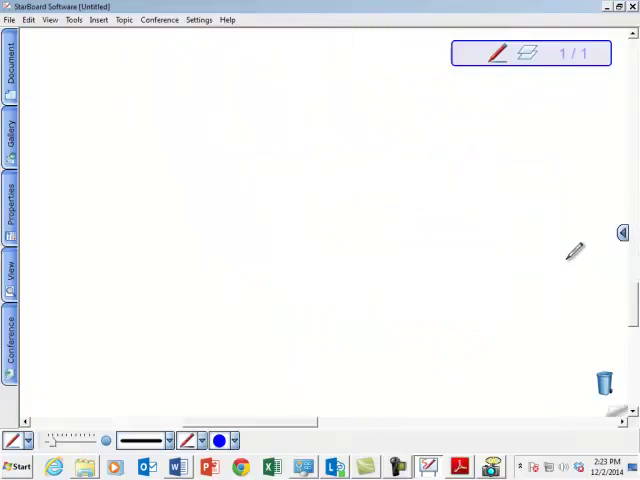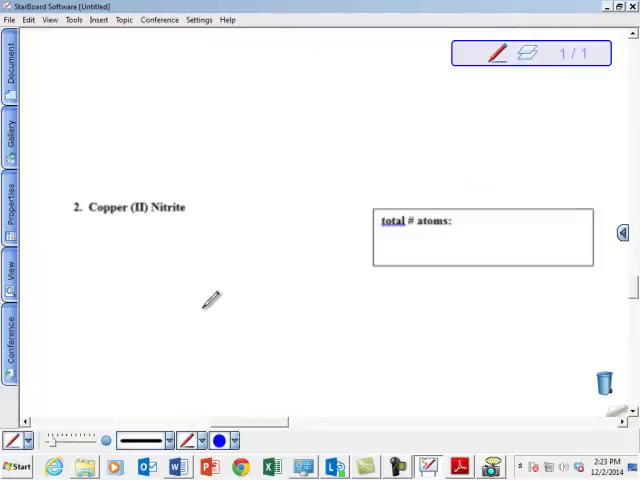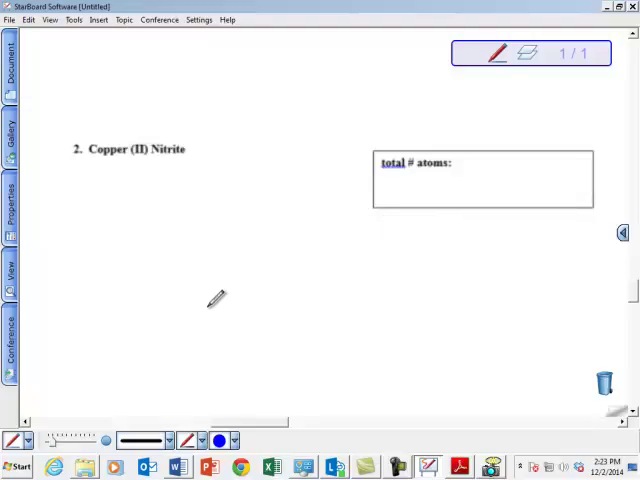All right, everyone, how about one more? Do we have time? Yes, we do. Okay, so the first thing you have to do, again, is to figure out what the formula is. So let's see, copper 2. Do you remember what that means? Yeah, that's its charge. Good job.